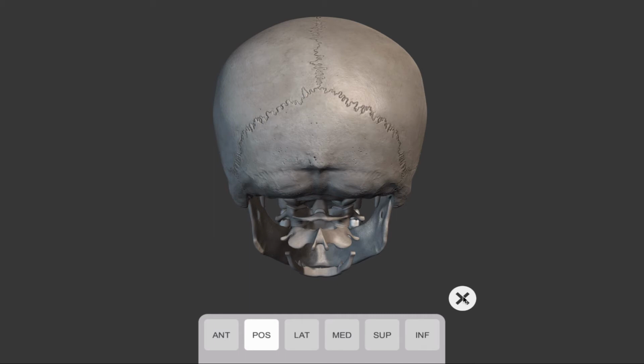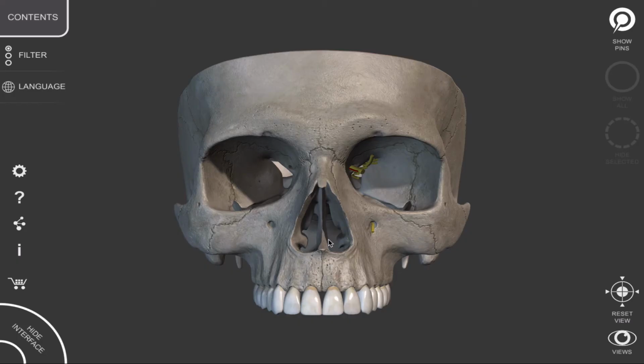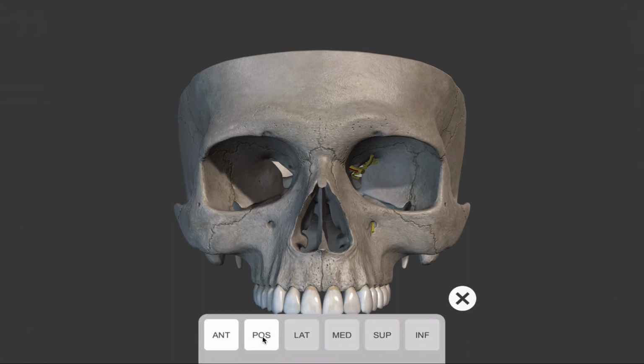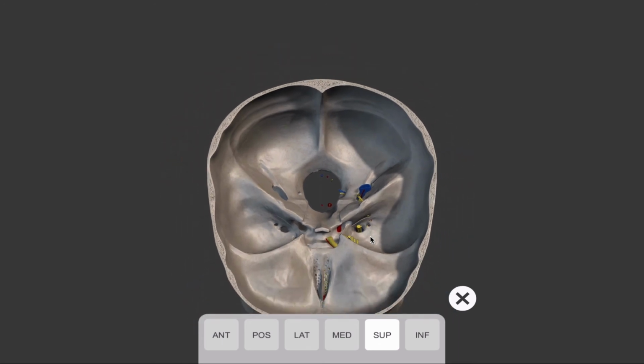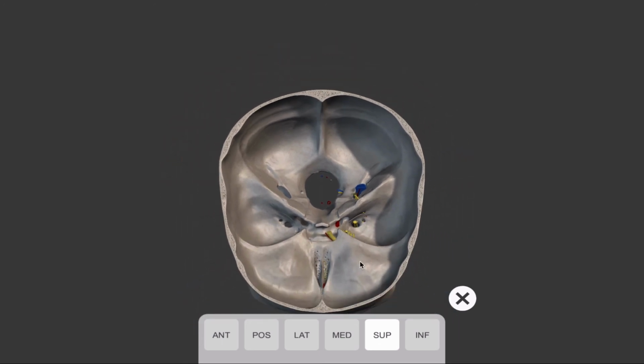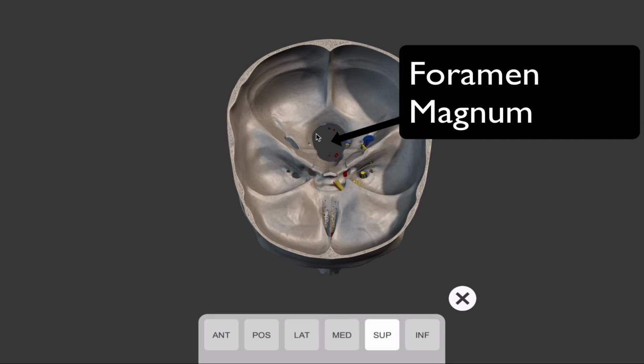Okay. So let me change views here. Let's look at the skull now from the inside. So we're going to be looking from top down with the top of the skull removed. So first off, I want you to see this big hole that is located in the occipital bone actually, and this is called the foramen magnum.